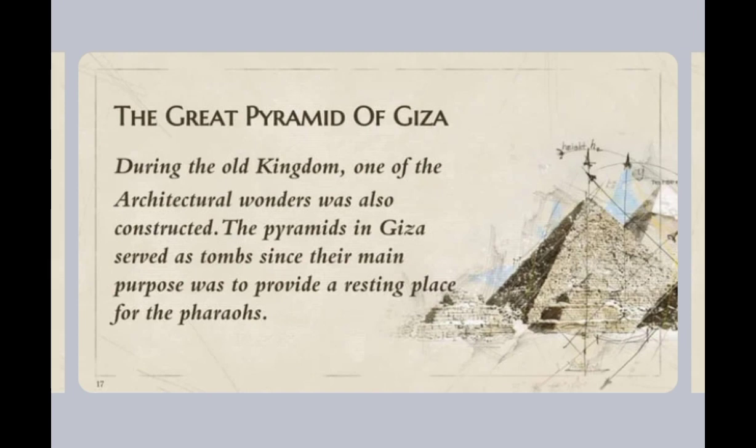Next is the Great Pyramid of Giza. During the Old Kingdom, one of the architectural wonders was also constructed. The pyramids in Giza served as tombs since their main purpose was to provide a resting place for the pharaohs.